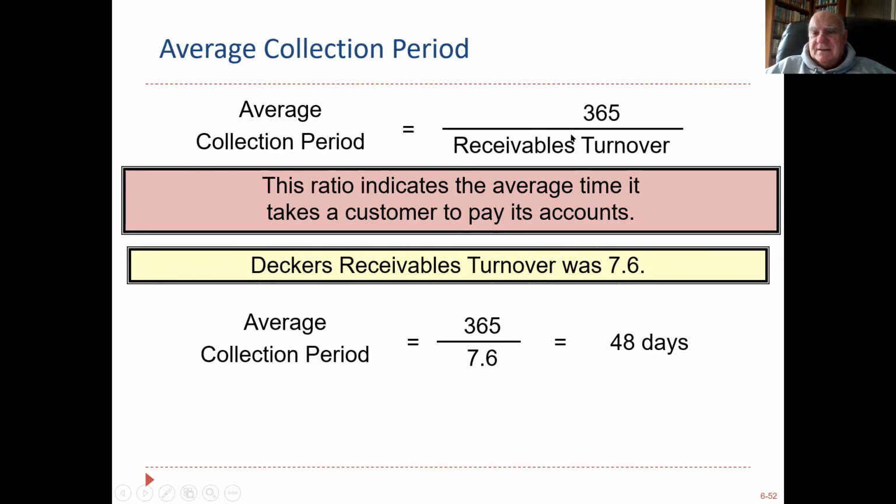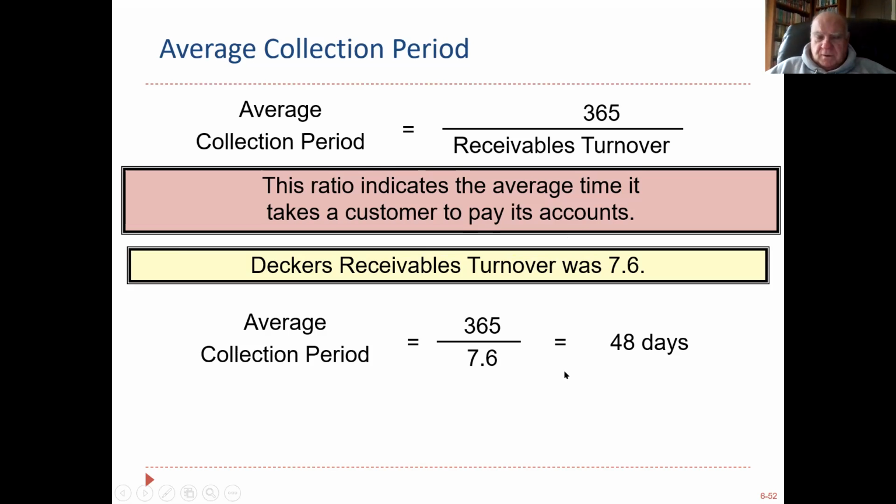365 days in a year divided by the turnover gives us 48 days. This tells us that this company collects cash 48 days after selling their product. Okay? Whether that's good or bad, I guess depends on the company. Obviously, you'd like to have this day, lower and lower, and you want the turnover to be higher and higher. So that's one part of your FSA.